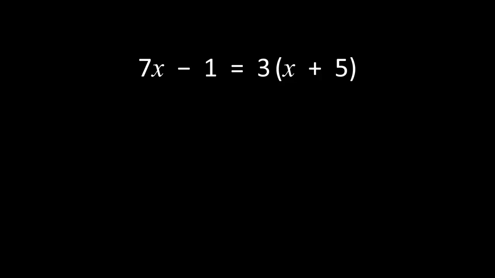Now, in this case, what we've got to do is get rid of those brackets first. So 7x minus 1. Now, 3 times x is 3x. 3 times 5 is 15, plus 15. So now we've got rid of the brackets, and it looks a bit like the previous example where we've got x's on both sides.